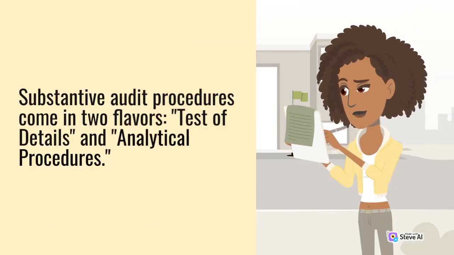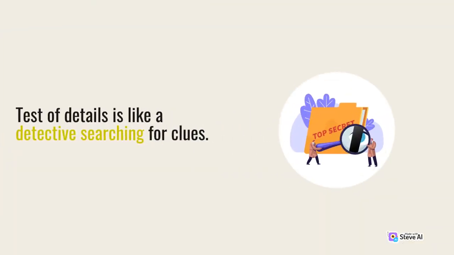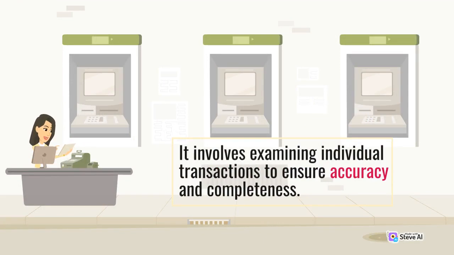Substantive audit procedures come in two flavors: test of details and analytical procedures. Test of details is like a detective searching for clues. It involves examining individual transactions to ensure accuracy and completeness.